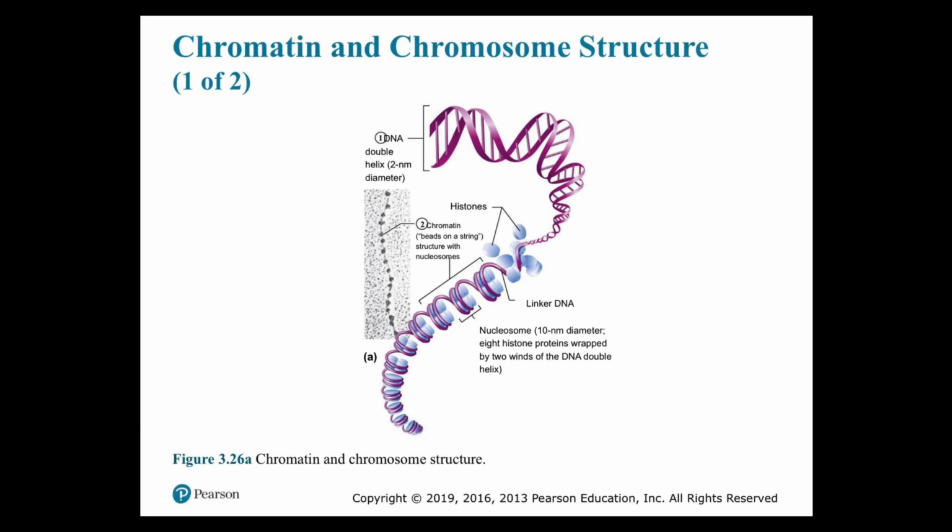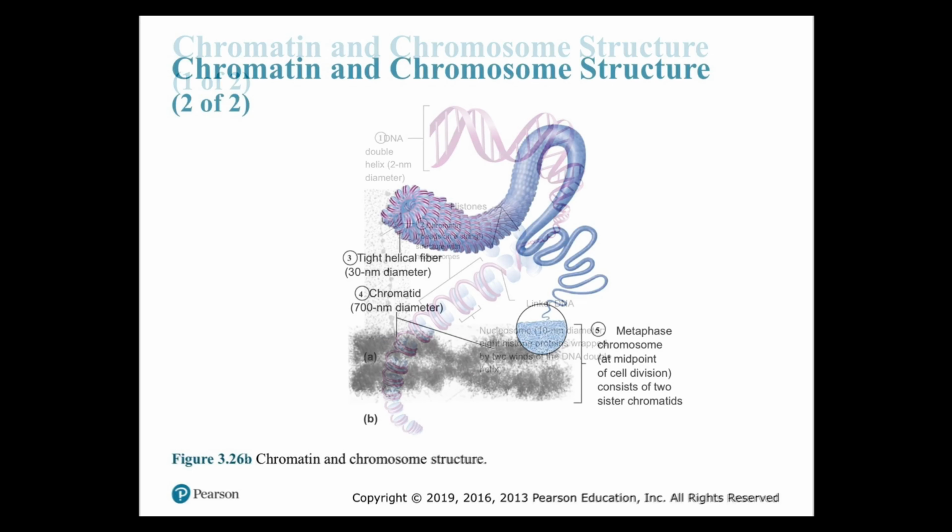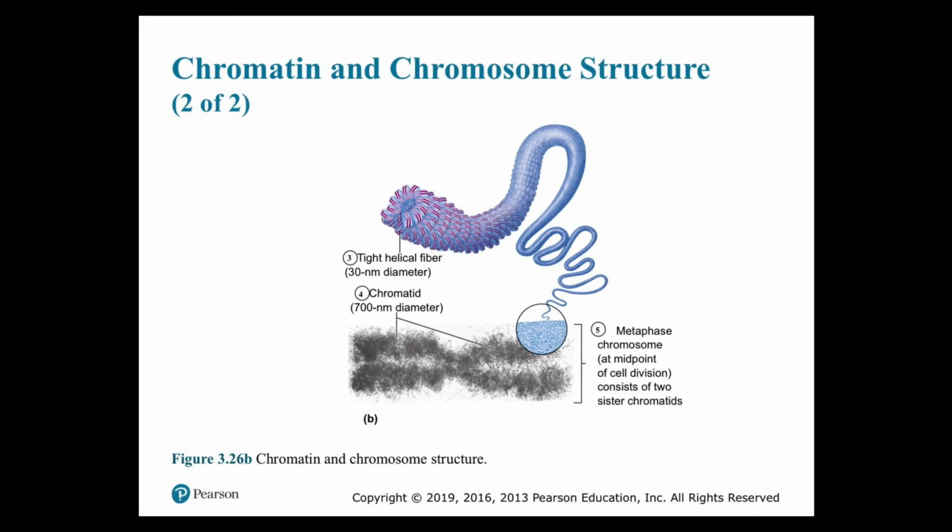So a nucleosome is about 10 nanometers in diameter. It's made up of 8 histone proteins wrapped by two winds of the DNA double helix. Figure 3.26b. So at this level of packing, you see a tight helical fiber.